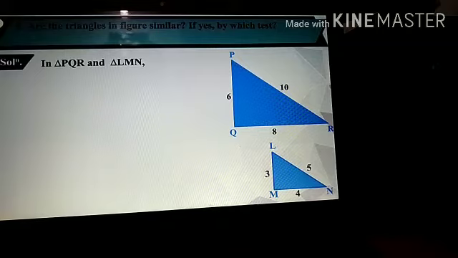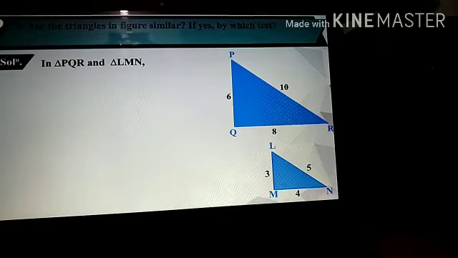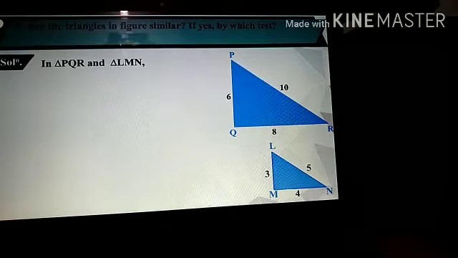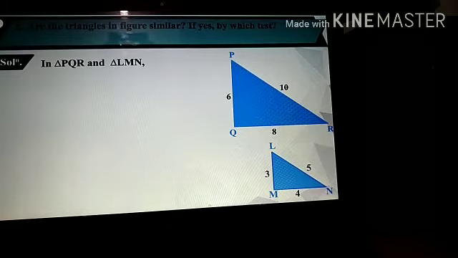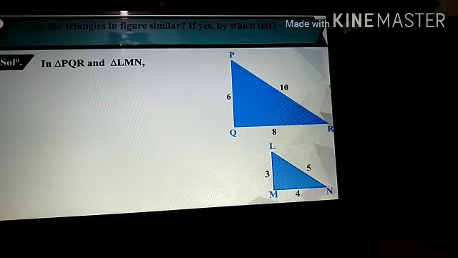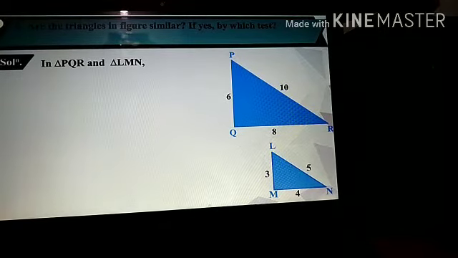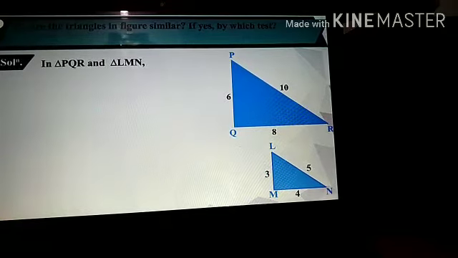Now the remaining two tests which are left are the SAS test and the SSS test. But again here SAS test cannot be applicable because there is no angle mentioned. So definitely it is going to be the SSS test of similarity. For SSS test of similarity, if you all remember children, we had taken the ratio of the sides and proved it to be same. If we get the ratio of the sides equal, then we can say the triangles are similar to each other.